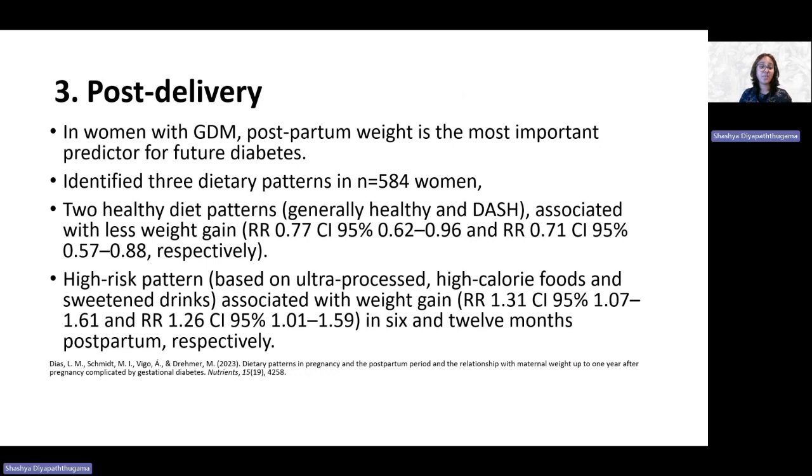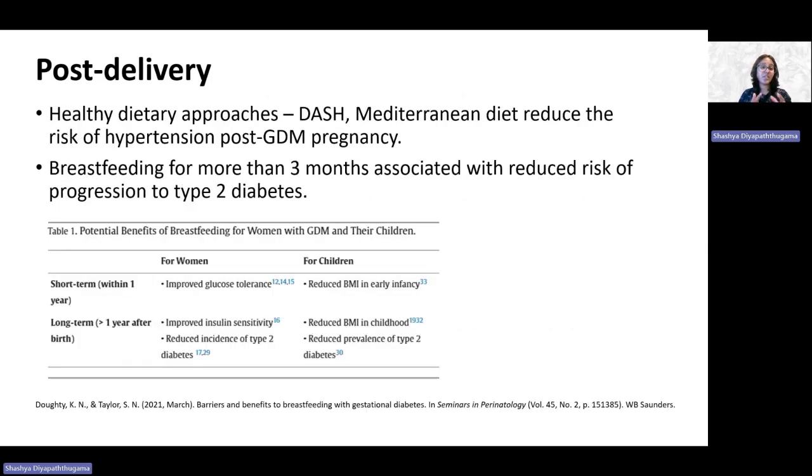And a high risk diet pattern, for example, one that has more ultra processed foods, high caloric foods, or high sweetened beverages, results in a higher weight gain. So we always need to focus on controlling the weight gain after delivery. So it is recommended to follow healthy dietary approaches like the DASH diet and Mediterranean diet when it comes to reducing the risk of hypertension after a post GDM pregnancy.